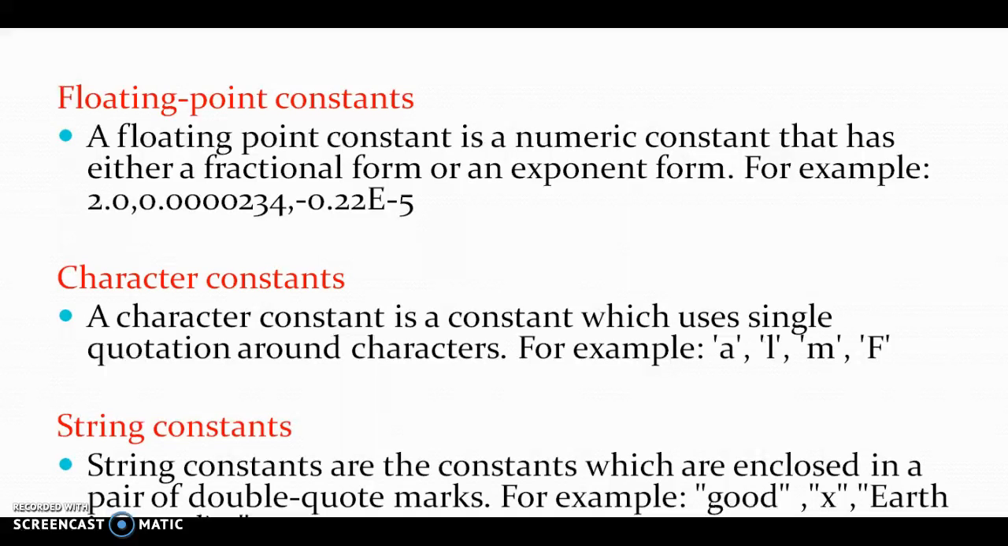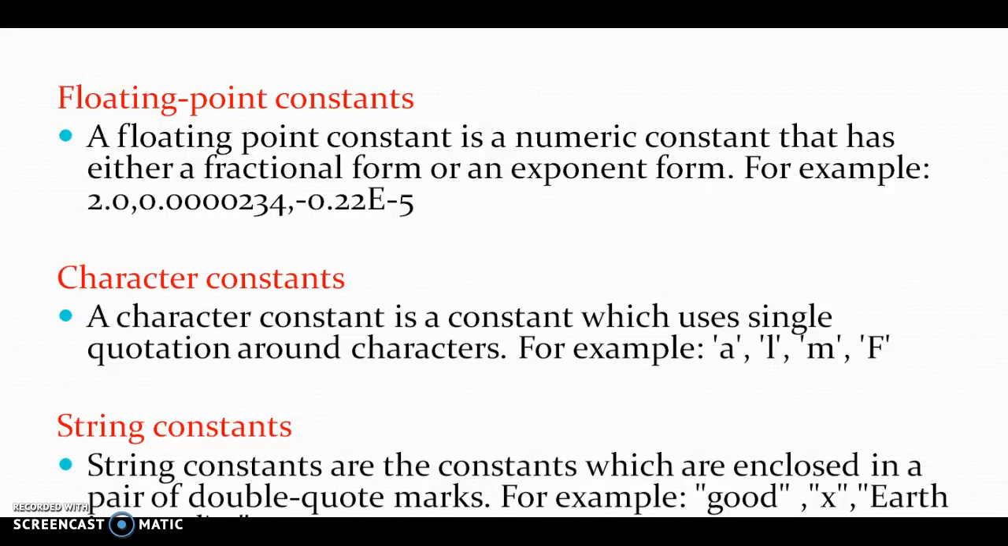Next, floating point constants. A floating point constant is a numeric constant that has either a fractional form or an exponential form. For example, 2.0 or 0.000 something.